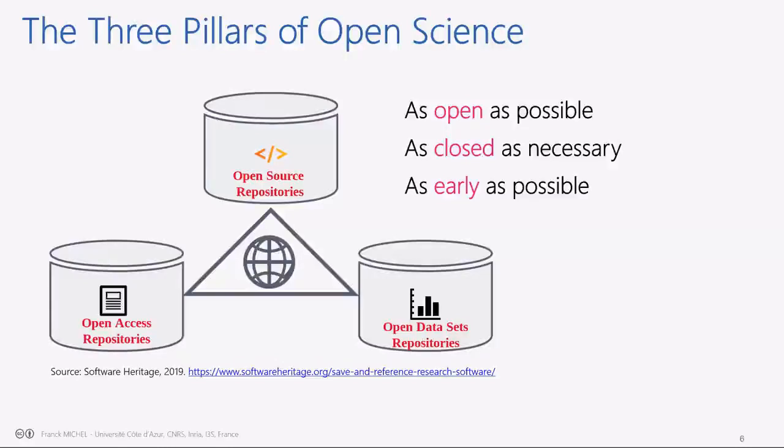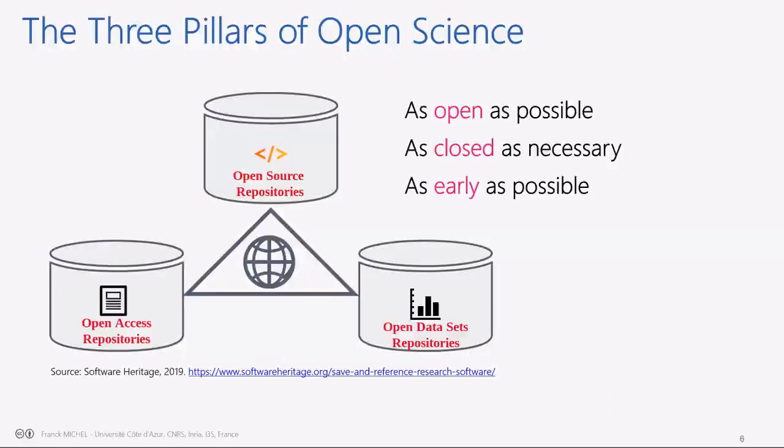There might be good reasons to not open your data or your software, maybe because there are some privacy issues, maybe because there is an industrial secret, and you're working with companies that have a patent, lots of different reasons. So there are obviously legitimate cases where you don't want to open things, but as much as possible, you should try to open things. The last point is also important: as early as possible.